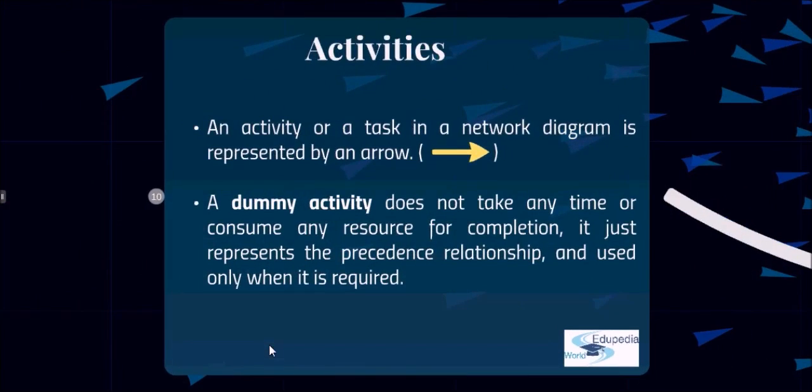Now let's see an activity which is represented by an arrow. We have already seen that. We also have dummy activities which do not take any time or consume any resources for completion. It just represents the precedence relationship and is used only when it is required. We shall understand the various rules of drawing a network flow diagram, where to use a dummy, how the arrow should be marked, how the nodes should be numbered when we practice a question.